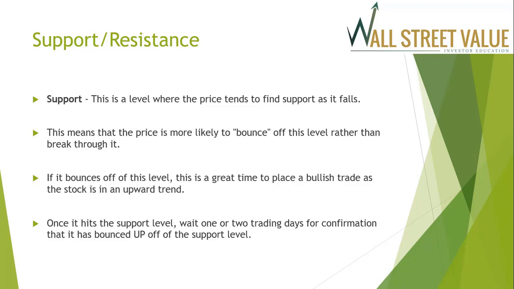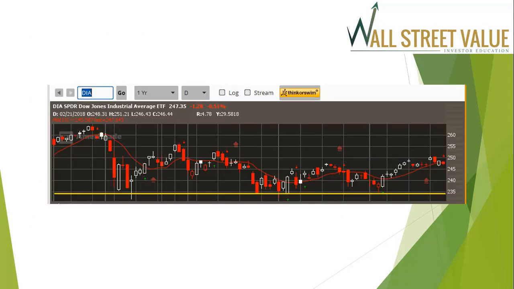Once it hits this support level, wait 1 or 2 trading days for confirmation that it has bounced up off the support level. And here's DIA. This is the Dow Jones Industrial Average Index Fund. And here it comes falling down, close to hitting the floor. Comes back up, hits the bottom one more time, comes back up, hits the support right here, and bounces back up. 3 times it hit support and bounced up.